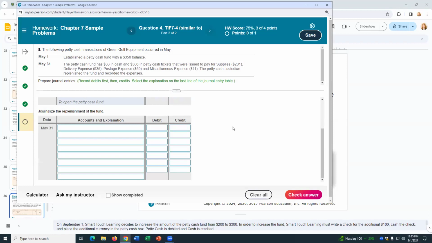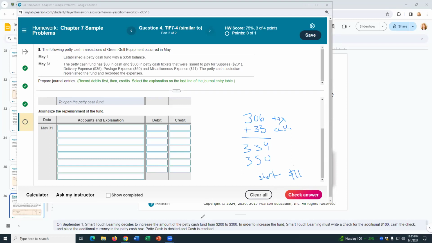Okay, and then to replenish it, we had $33 in cash and we had $306 in petty cash tickets. So the $306 in petty cash tickets plus the $33 in cash gets us $339 total. We're supposed to have $350, right? So is this cash over or short? It's short, right? Short $11.